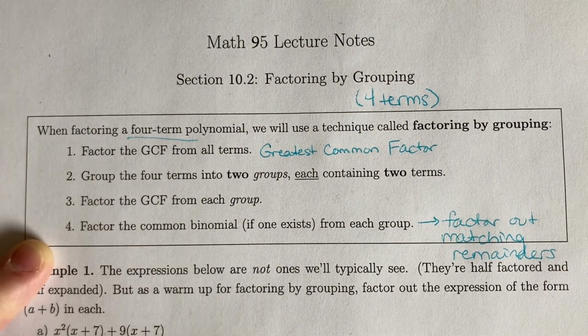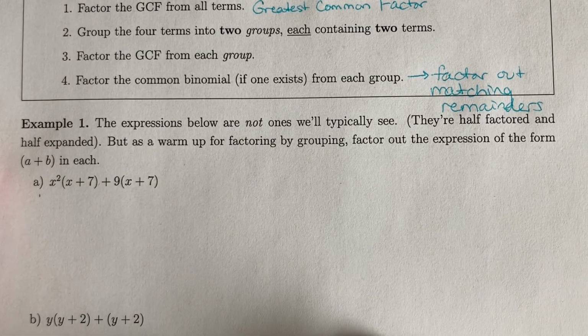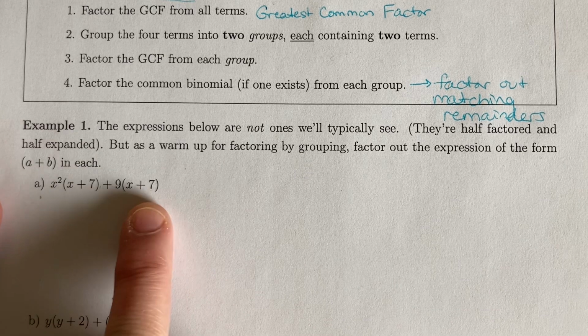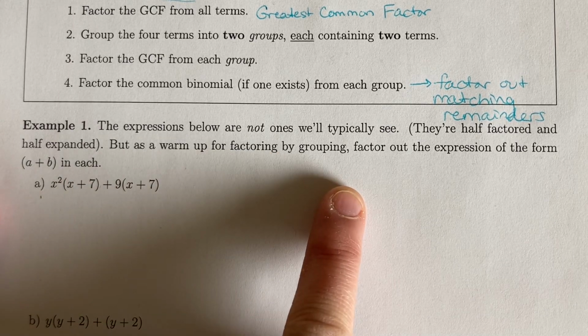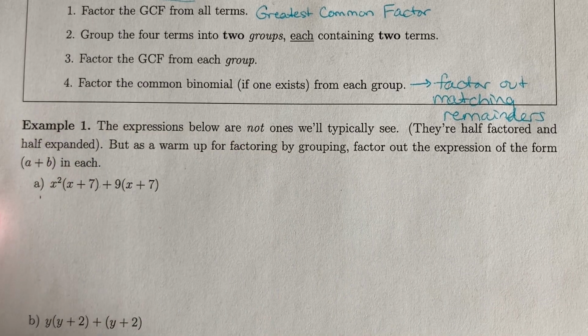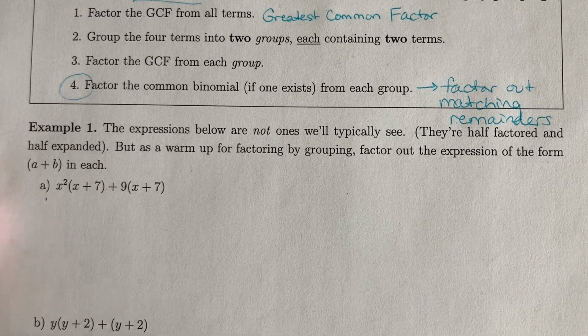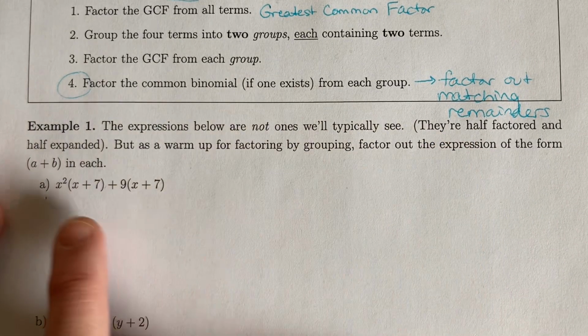I know, right? When it's just, oh, here's a process, it doesn't really make sense. So what this is going to look like. Let's just look at example A, and they sort of warn you that these are not what we'll typically see, because what they're actually doing is jumping to just step 4. So we're going to just look at step 4 and what I mean by factoring out the matching remainders.